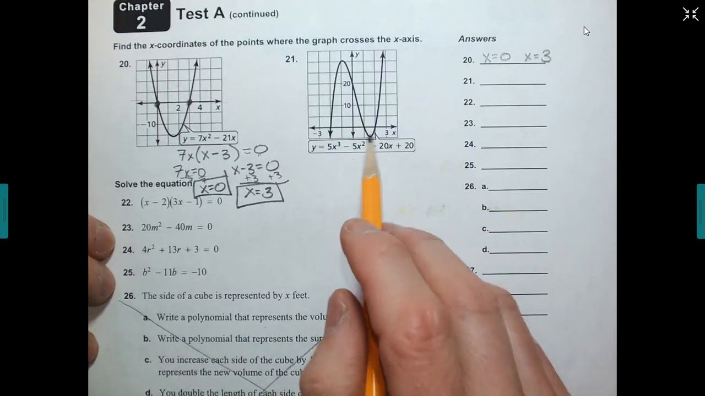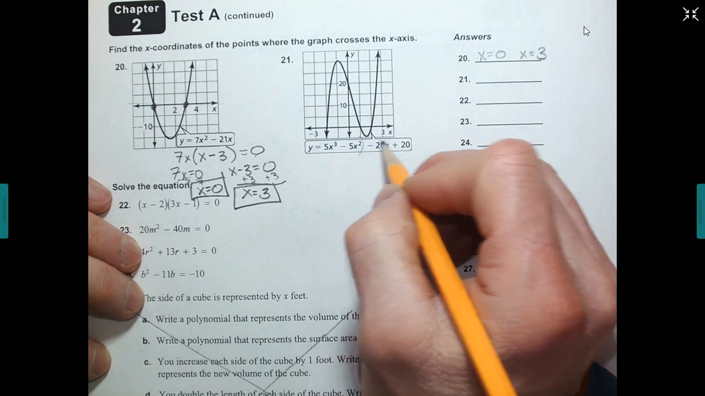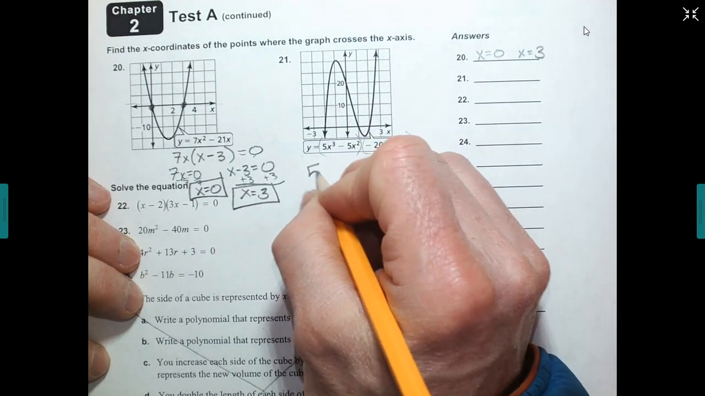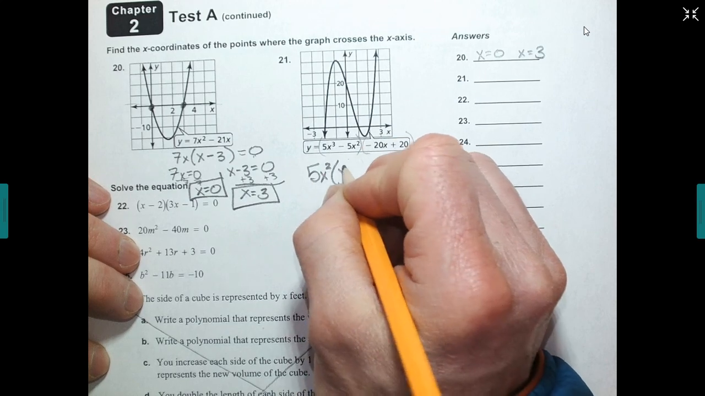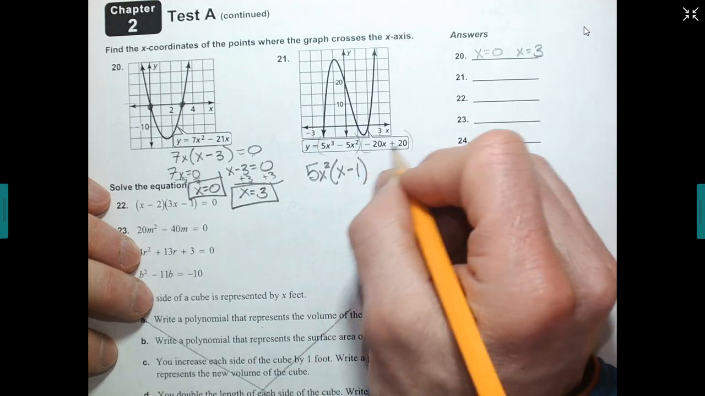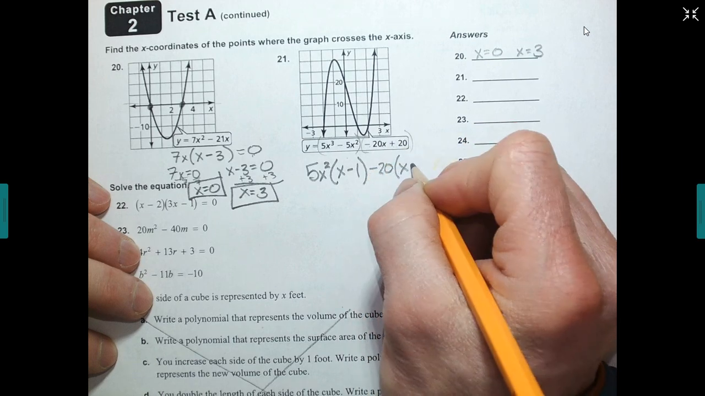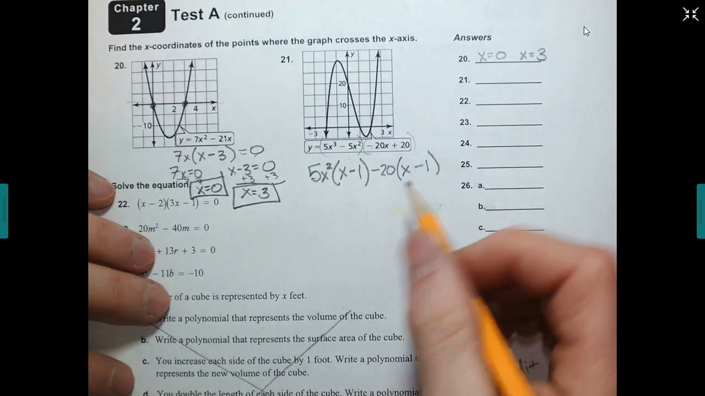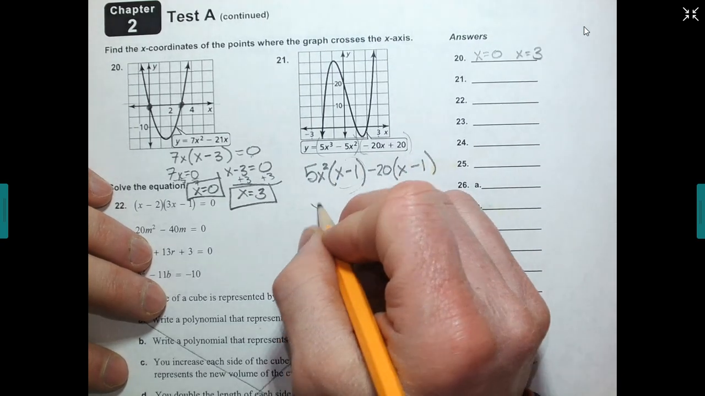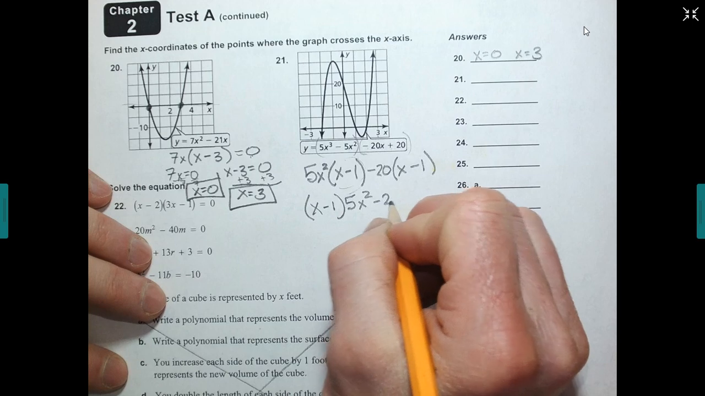Okay, you know what? I'm going to go ahead and do this one because I'd like to show you where you factor by pairing. So for this, we're going to pair like this. And I'm going to take out a 5x squared, and I'm left with x minus 1. And then for this side, I'm going to take out a negative 20. So negative 20, so I'm left with a positive x, and I'm left with a negative 1. So now I've got an x minus 1 and an x minus 1. So I can actually factor that set out, and I'm left with 5x squared minus 20.